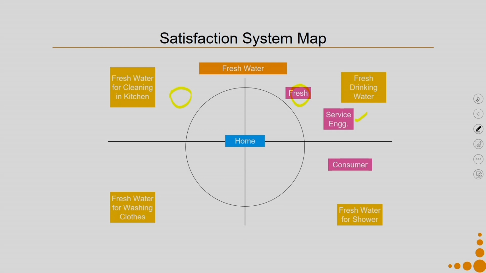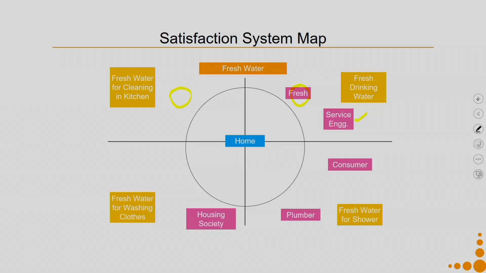My consumers are also a common actor for the entire satisfaction system. Then my plumber: whatever I do, I would require plumbers to make certain plumbing changes in my house. The plumbers might be separate entities, or they might also be linked to Fresh with some kind of contract and so on.